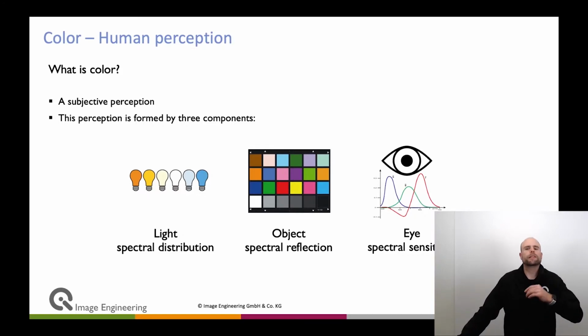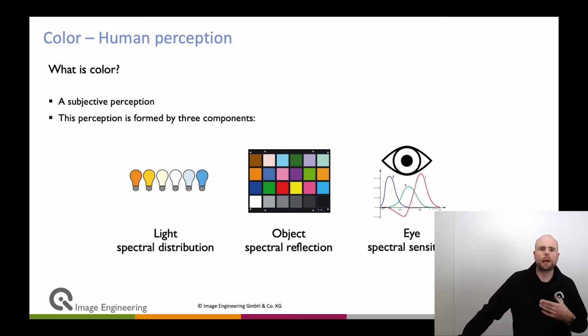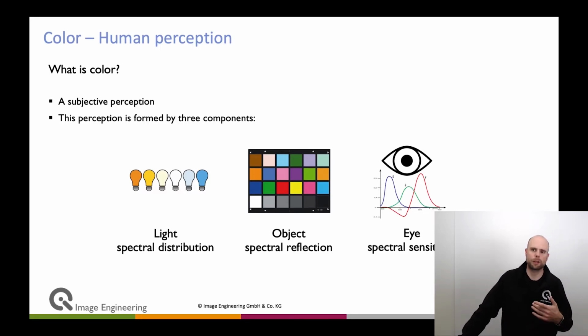So, what is color? Color is basically a human perception. And this human perception is formed by three components. It is the spectral distribution of the light, it is the spectral reflection of the object, and it is the spectral sensitivity of the observer, for the human eye.